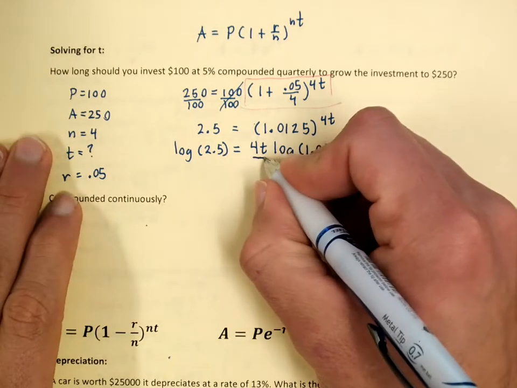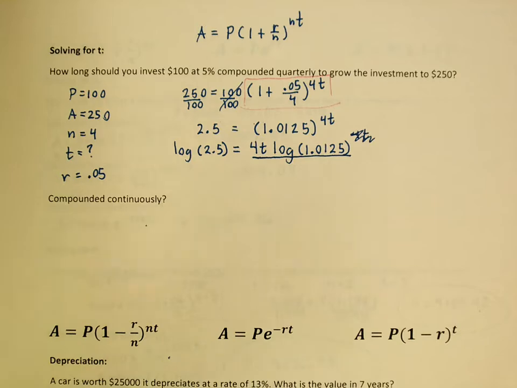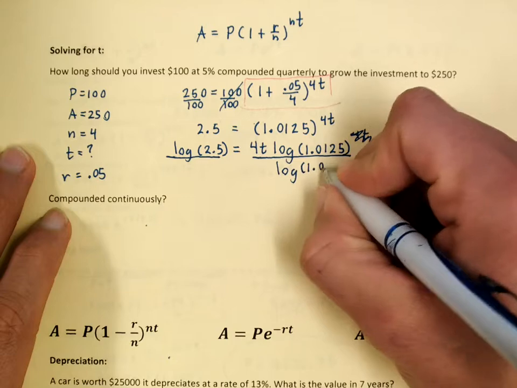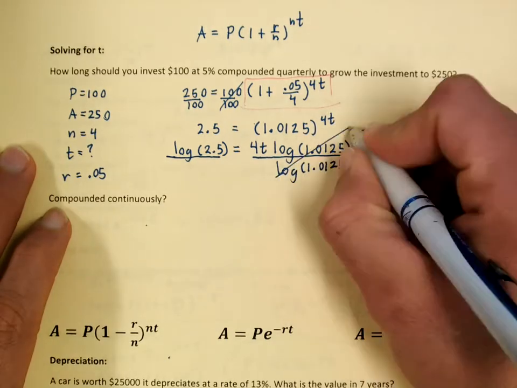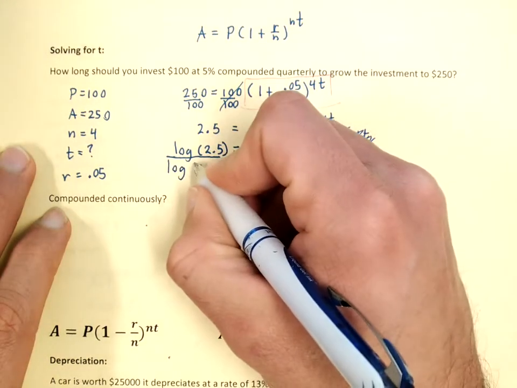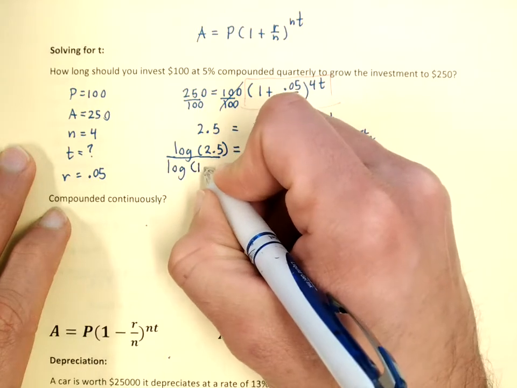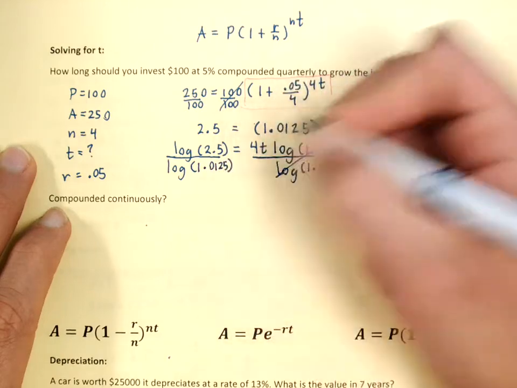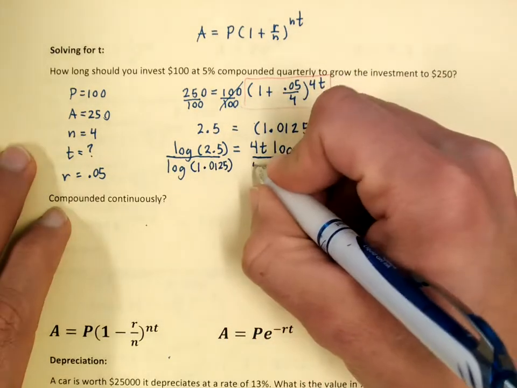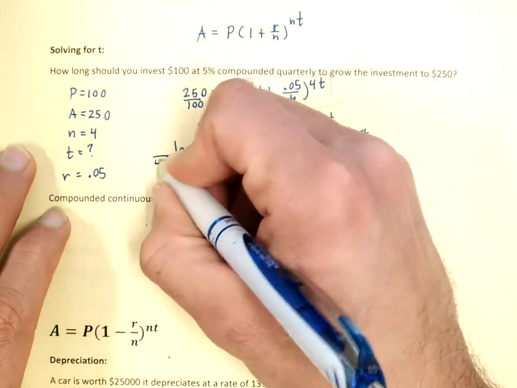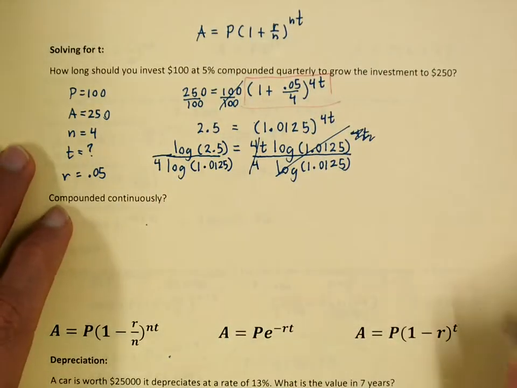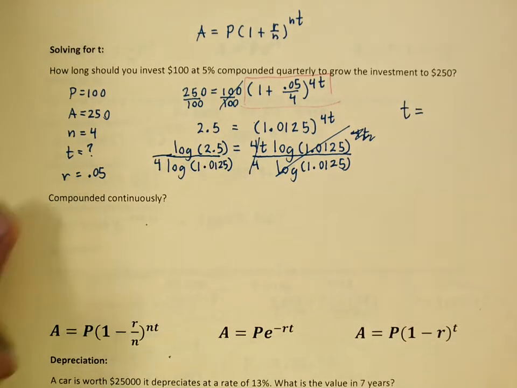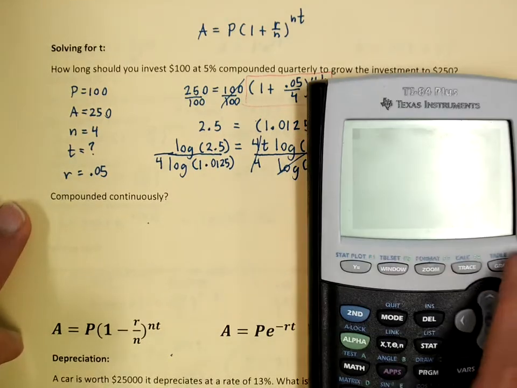So now I'm trying to get t by itself. So I'm going to divide both sides by the log of 1.0125, and that would cancel this, right? So we have the log of 1.0125. And simultaneously, I'm going to divide this by 4. You don't have to do it simultaneously, but at least you can do it all in one step. So t is equal to whatever this quantity is. Now, don't skip any steps on here. You're down to the easiest part, which is plug it into the calculator.